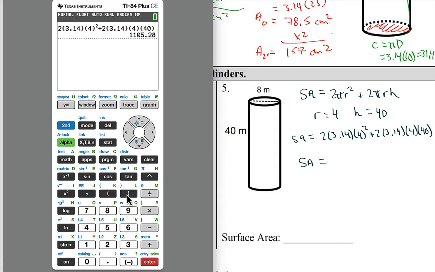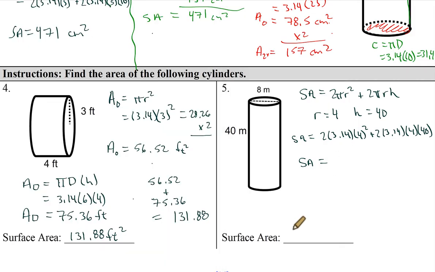And I get 1105.28, but we can't forget our units. 1105.28. What is our unit here? It is meters, so our surface area unit would be square meters. 1105.28. And that is how you do numbers 4 and 5. It's how you find the surface area of prisms and cylinders.